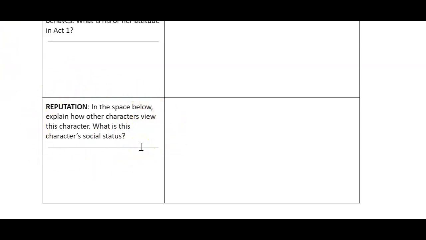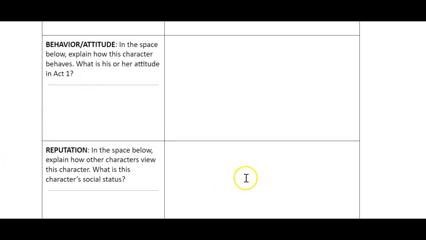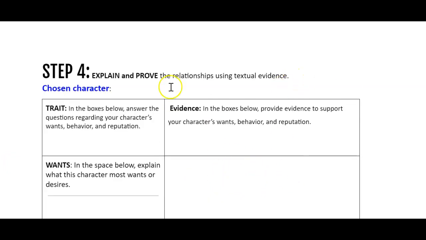If you don't know for sure what their reputation is, you can draw a conclusion about that. So if you haven't seen other people's reaction to this character and you don't know what their reputation is, try to think about what their reputation might be and then provide evidence as to why you thought that. These can be direct quotes here, but they don't have to. You can just list specific events.